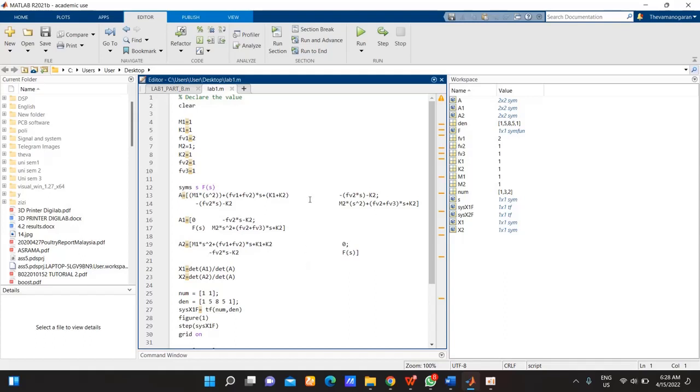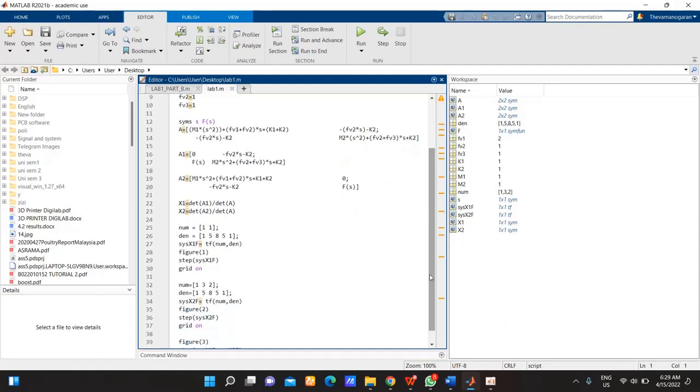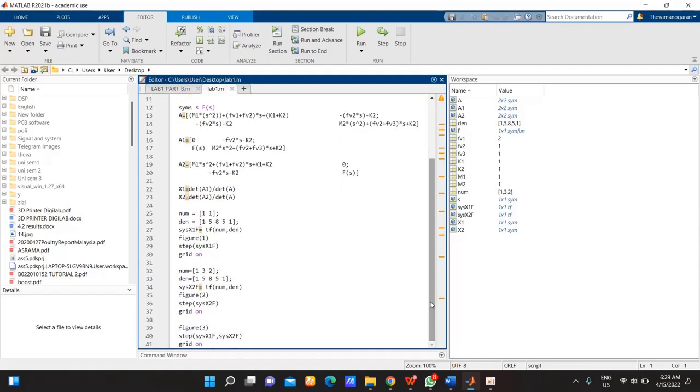As you can see, firstly we need to declare all the values. For example, M1 equals 1, K1 equals 1, FV1 equals 2, M2 equals 1, K2 equals 1, FV2 equals 1, and FV3 equals 1. So we declare the values and put in the equations. We need to declare all the values, the numerator and denominator values. After declaring and putting in the correct numerator and denominator, all the correct values, we need to click run.